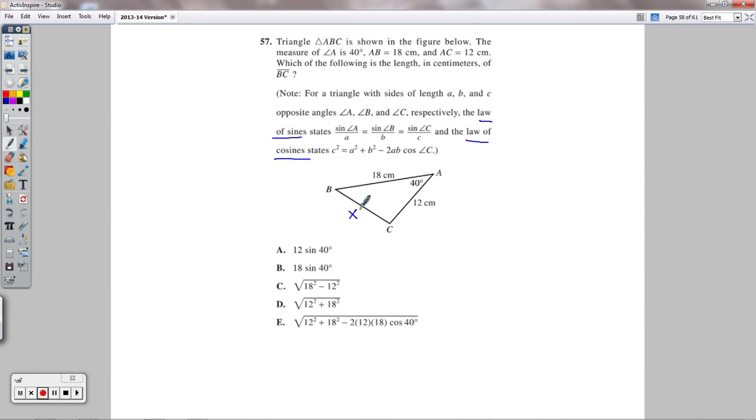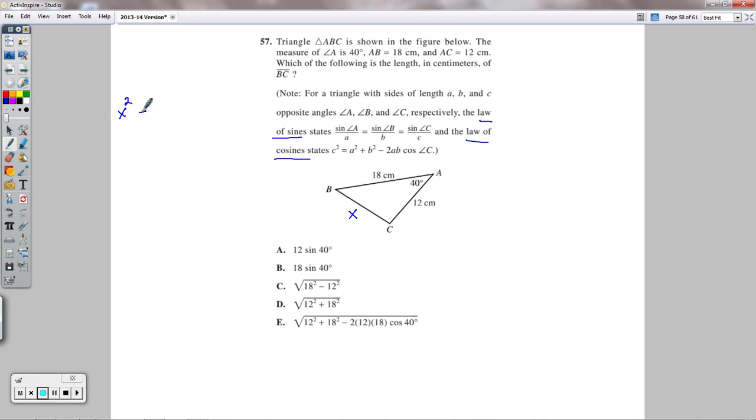So I could use 40 and x, but I'd have to compare it to 18 and this unknown angle measurement, or 12 and this unknown angle measurement. So I have to have 3 of the 4 pieces. I'm missing 2 pieces if I try to use the law of sines instead of the law of cosines. Law of cosines, however, I can know 2 sides and an angle and figure out the side across from it. So C in this case is like my x here.